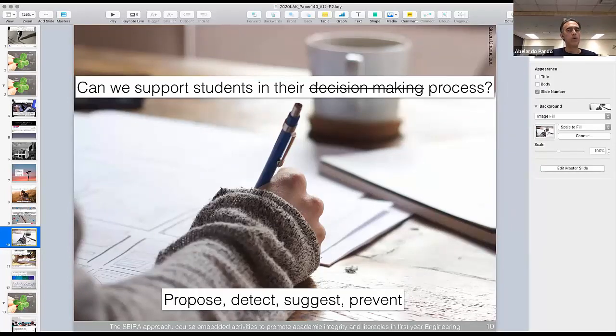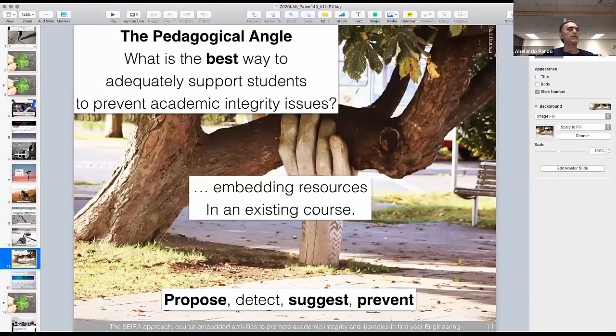We can propose in the learning design some activities. We can detect level of engagement. We can probably suggest some actions, and therefore end up preventing cases. And this is a first study, a preliminary study in this direction. Now, my animations won't work, but anyway, I don't have too many of them.